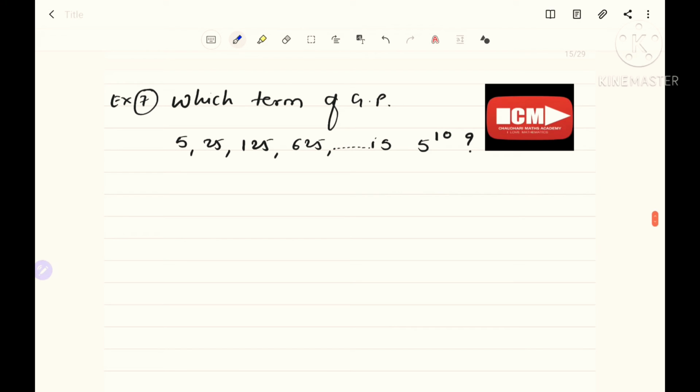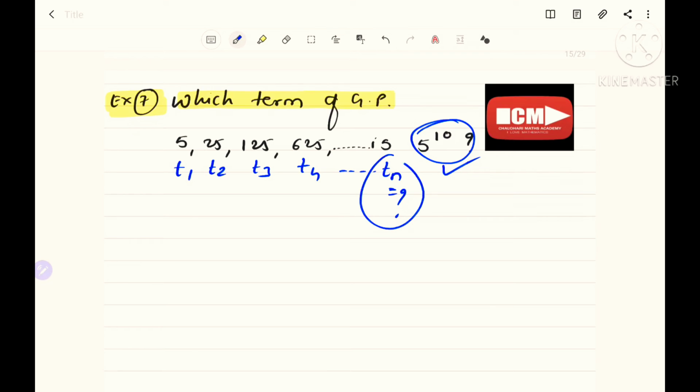Next, question number 7. Which term of the GP? Once again, the sequence is in GP, but they want the term in which, see, this is the first term of the GP, this is the second term, this is the third term, this is the fourth term, but they want the term in which 5 raised to 10 is present. This is the meaning of this question. We don't know whether it is present in the 7th term or 10th term or 15th term or 16th term. So that's what they exactly want, a term in which 5 raised to 10 is present.